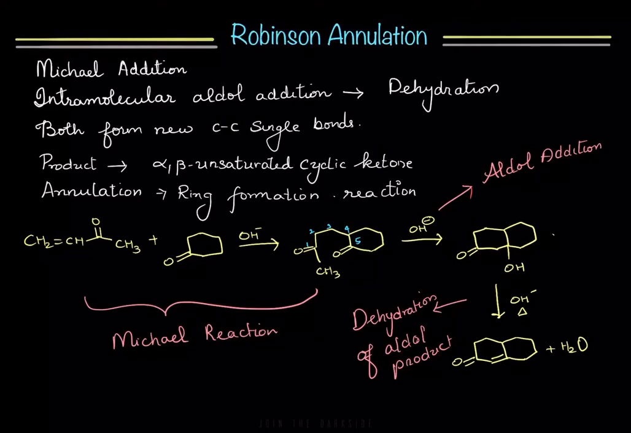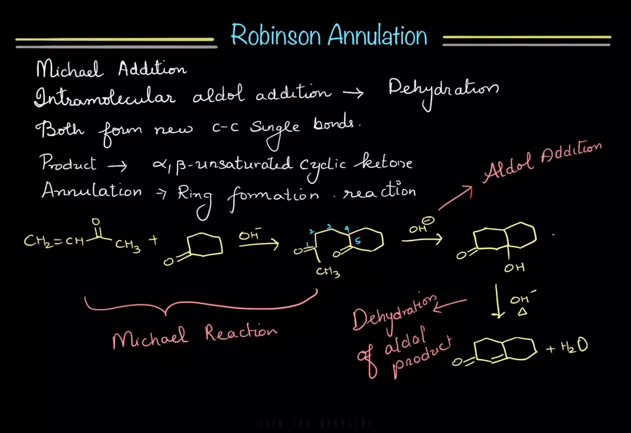We know that both the Michael addition and the intramolecular aldol addition reaction form a carbon-carbon single bond. Through this reaction, we form an alpha-beta unsaturated cyclic ketone. Now why the name annulation? Annulation is ring formation. Because this reaction forms a cyclic structure, it is called Robinson annulation.